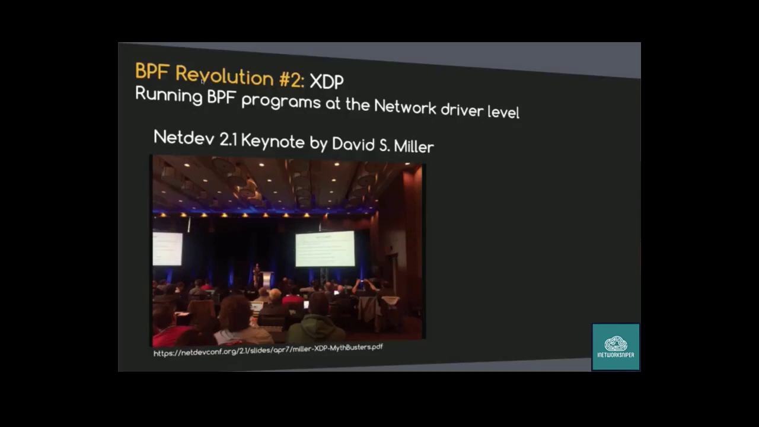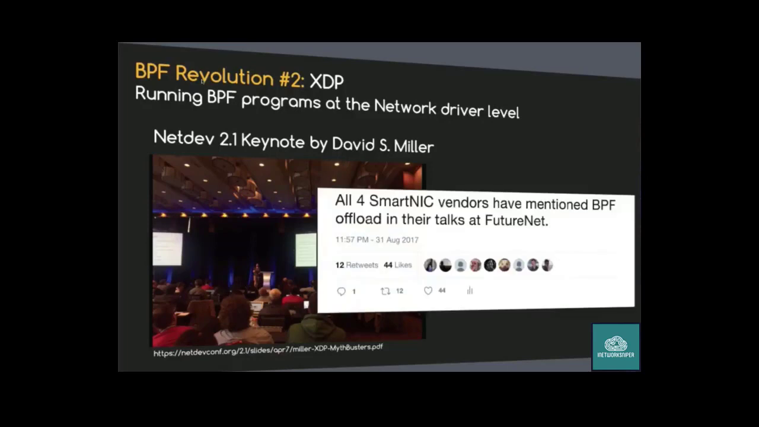This is not just changing software networking, though. At FutureNet a couple of weeks ago, all of the SmartNIC vendors announced that they're going to support or are already supporting BPF as an offloading engine. So as we write BPF programs as software engineers, SmartNICs in the future will actually be able to offload and run these at even higher speeds. And the DDoS mitigation filter I talked about is just one example.